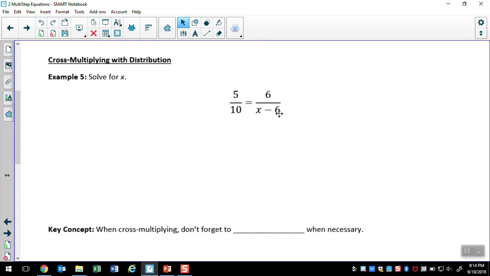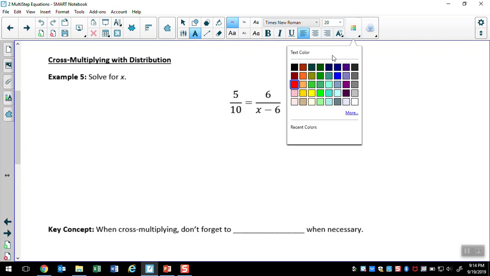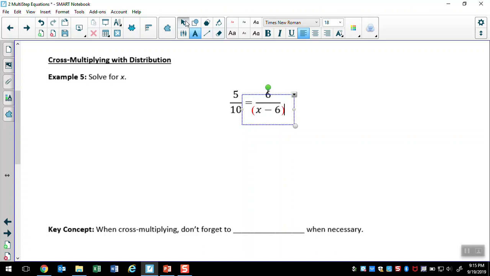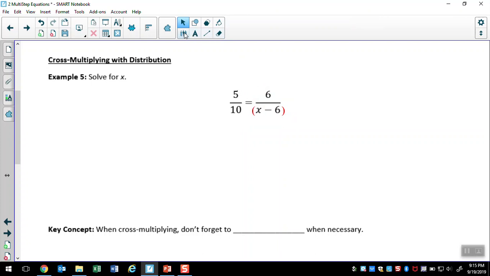Whenever I see multiple terms in one spot, I'm going to automatically put some parentheses around that. So I'm going to do this. I'm going to put a parenthesis in here, and then I'm going to come over to this side, and I'm going to close my parentheses. All right, so now that's going to help me remember that when I am ready to cross multiply, I have to do not just 5 times x, but it has to be 5 times this whole thing.